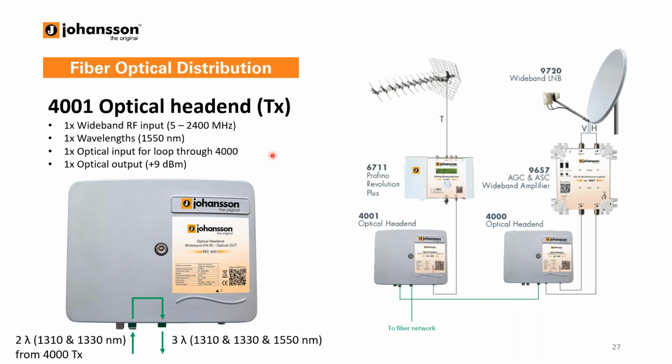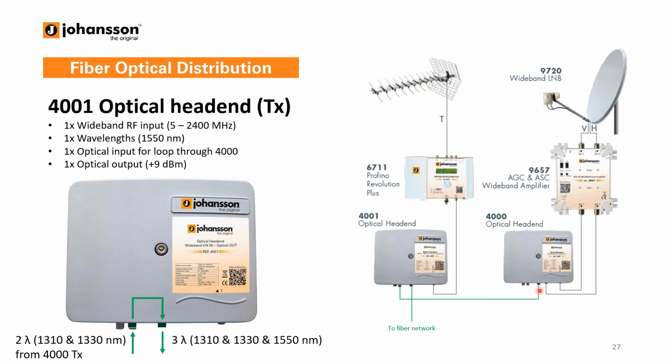So we have a second optical head-end or transmitter, which is the 4001. What is the difference? It only has a single input. The wavelength is different, it's 1550. It also has optical outputs, but it also has an optical input. And the optical input is used to combine it with the 4000 unit.